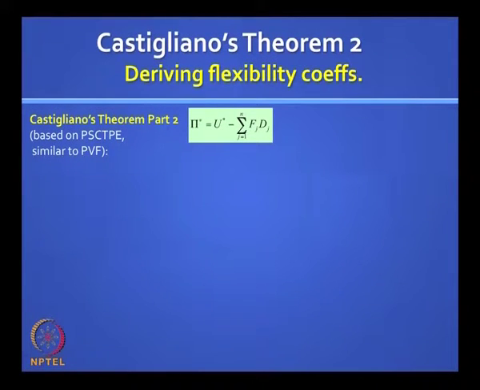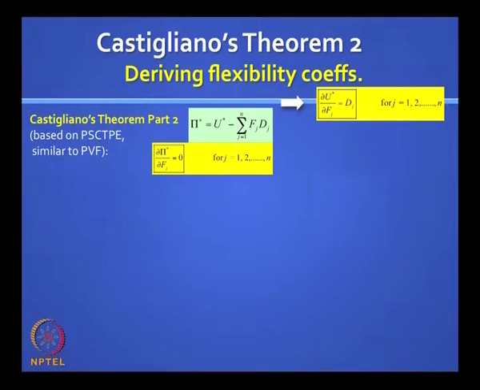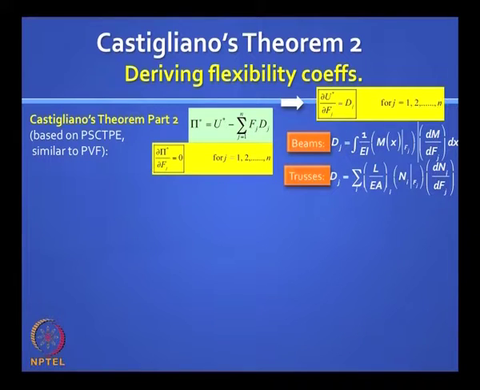You can do the same thing using Castigliano's theorem part 2. Here again you can prove using a similar procedure dou u star by dou Fj is equal to dj, for j from 1 to n. Here you can take advantage of the fact that u is equal to u star for linear elastic behavior, and so for beams you get that expression.